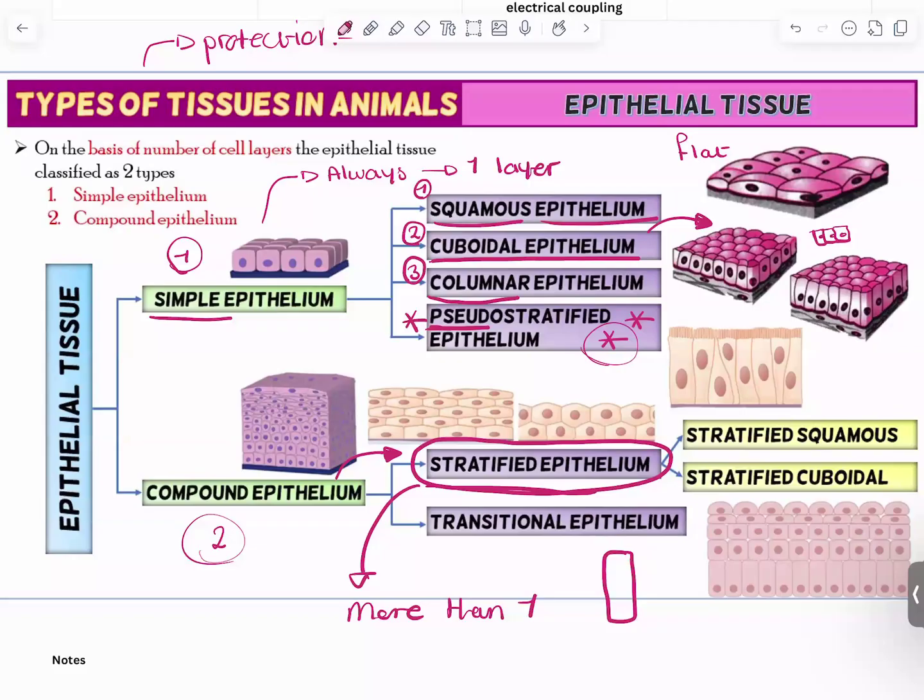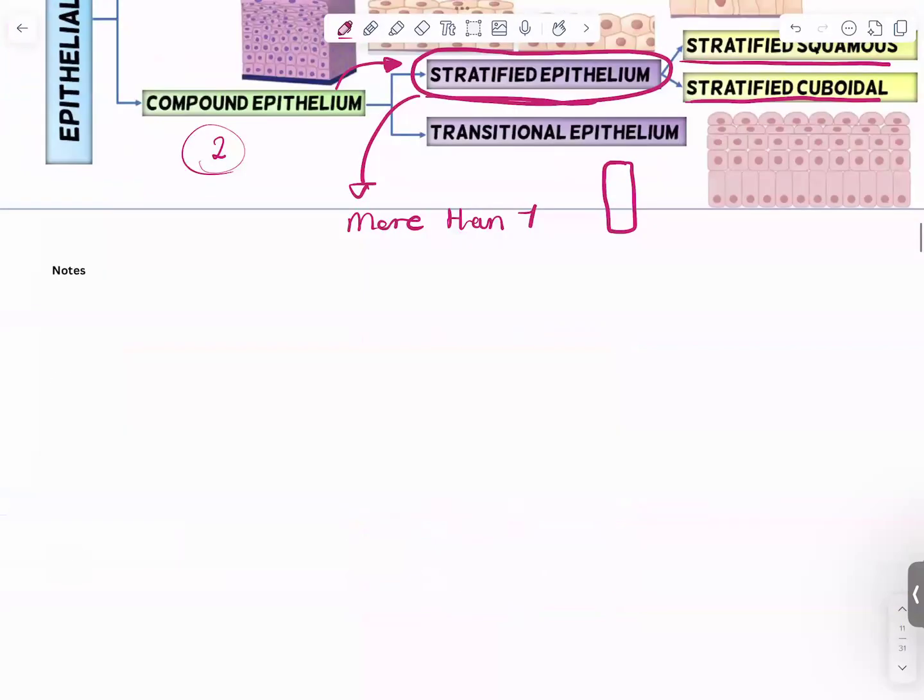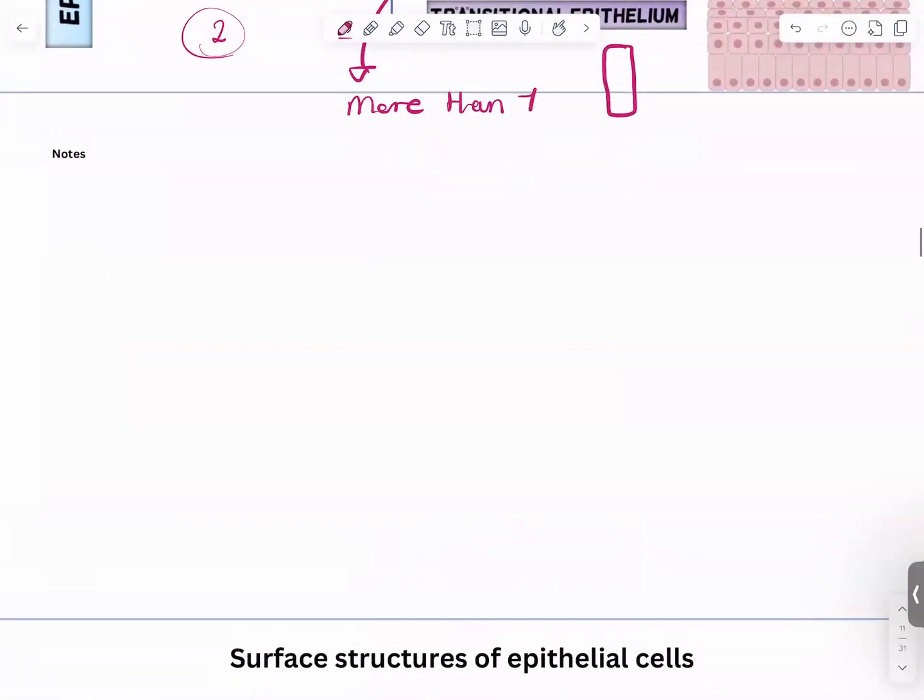But also, at the same time, we have a stratified epithelium. If we have lots of layers of flat cells, it's going to be a stratified squamous. If it's lots of layers of cuboidal, it's going to be a stratified cuboidal. But why do we have two types of epithelial tissue? Epithelial tissue, which has two types, has two main reasons.